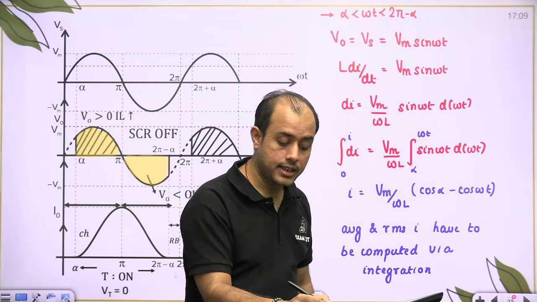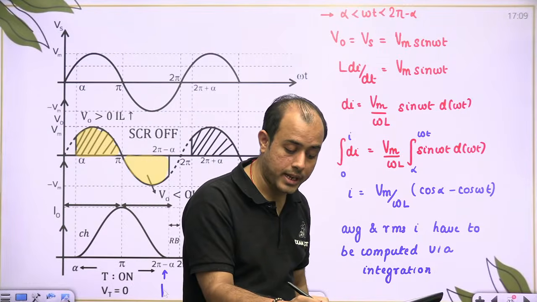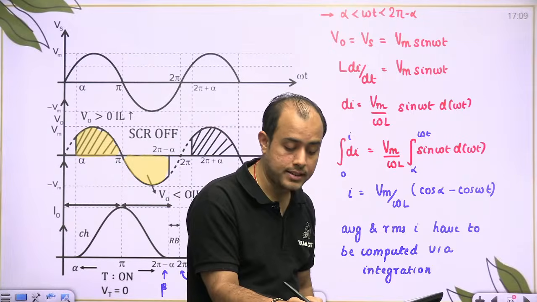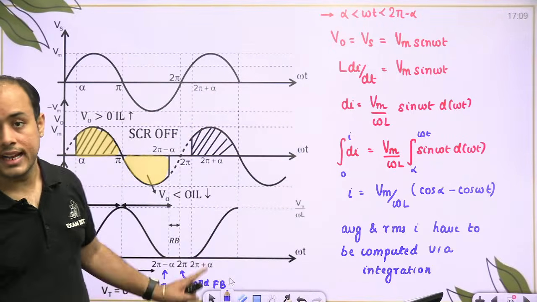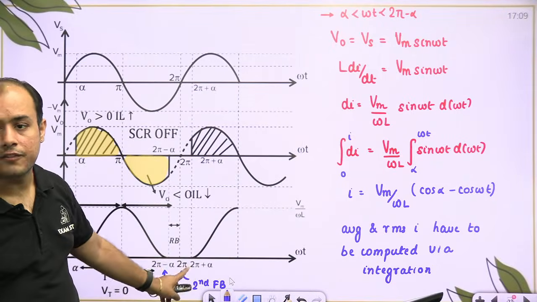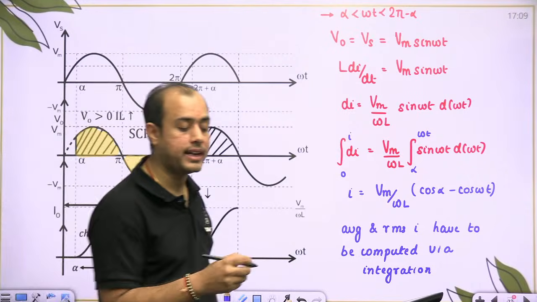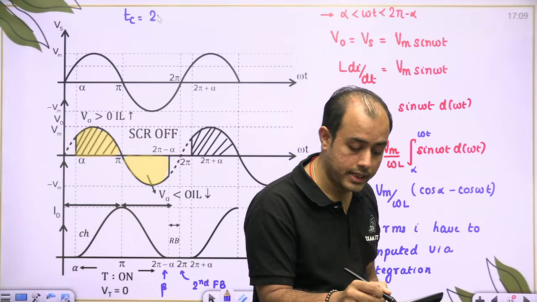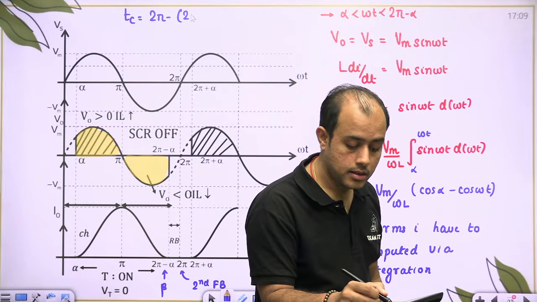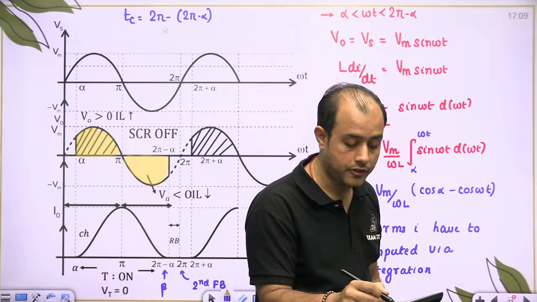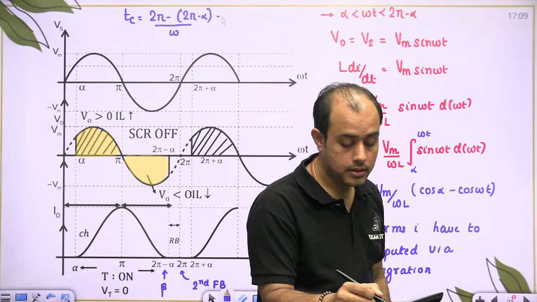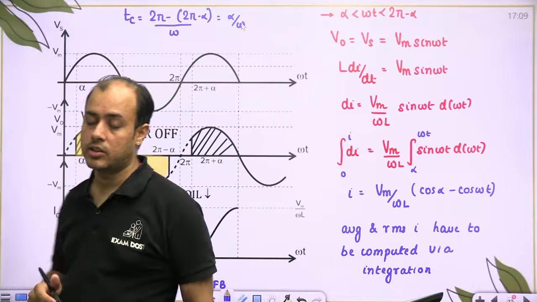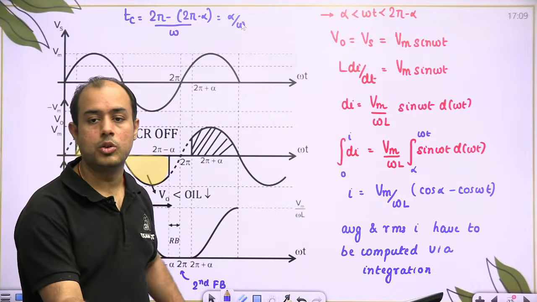Now thyristor gets turned off at 2 pi minus alpha and second forward biasing happens at 2 pi. So it gets turned off at 2 pi minus alpha, second time forward bias at 2 pi. So circuit turn off time is 2 pi minus (2 pi minus alpha) by omega. So it is alpha by omega. ठीक है, सो सर्किट टर्न ऑफ टाइम विल बी अल्फा बाय ओमेगा.